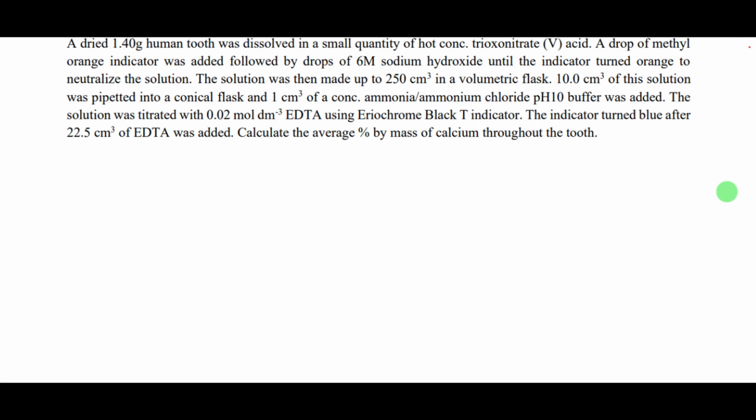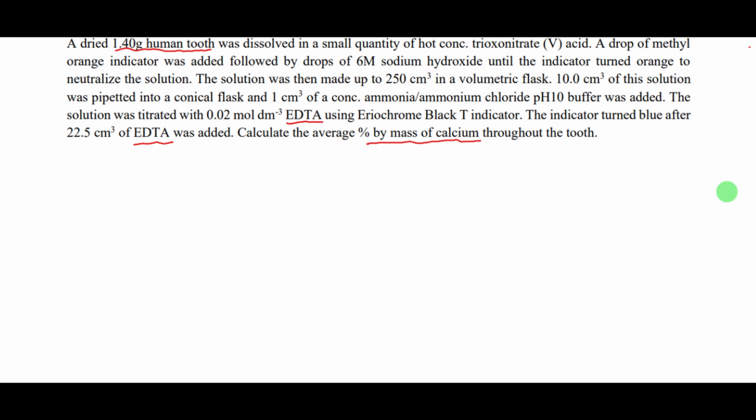Now, this is a complexometric titration because it involves the use of a complexing agent, EDTA, that is ethylenediaminetetraacetic acid. So, a dried human tooth, this is the human tooth here. This is the mass of the human tooth. And what's the major content of the human tooth? Calcium makes up the major content of the human tooth and the bones. So, that's why we are asked to calculate the percentage by mass of calcium in the tooth, right?